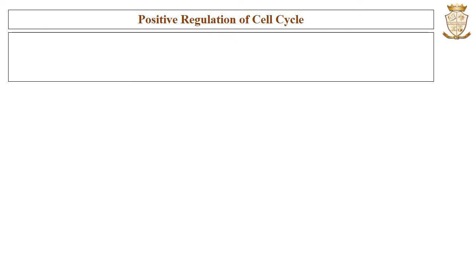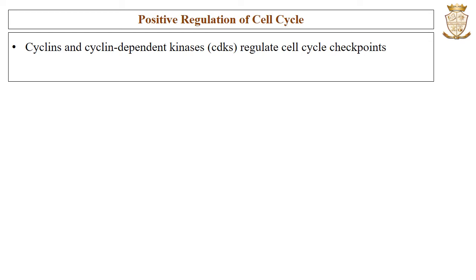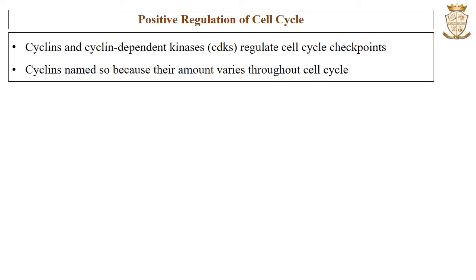We will discuss the positive regulation of the cell cycle. There are two groups of proteins called cyclins and cyclin-dependent kinases or CDKs, which are responsible for the progress of the cell through the various cell cycle checkpoints. The cyclins are proteins that regulate progression through the cell cycle, and they are named so because their amount varies through the cell cycle.